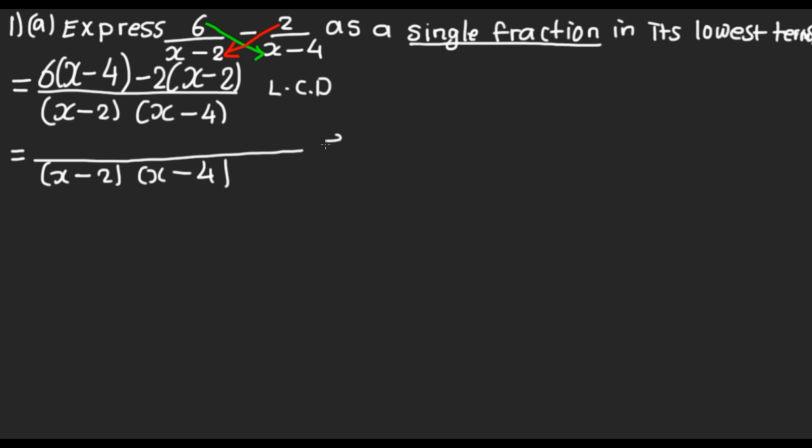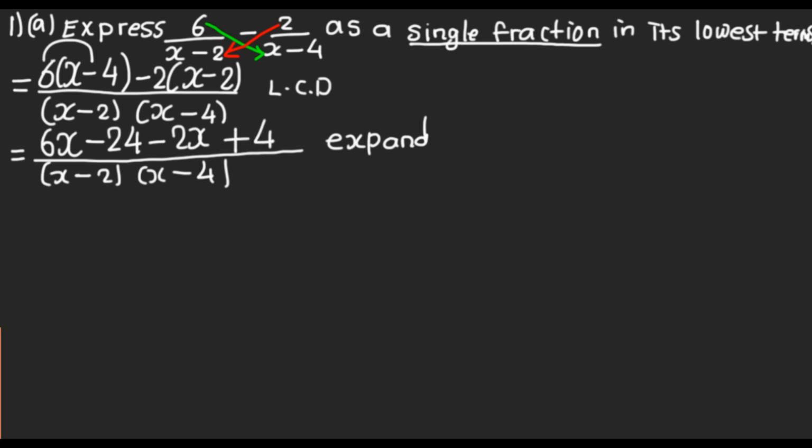So at this stage, we are going to expand. So I'm going to say 6 multiplied by x. So 6 times x will give us 6x. 6 times negative 4 will give us negative 24. Negative 2 times x will give us negative 2x. Negative 2 times negative 2 will give us plus 4.